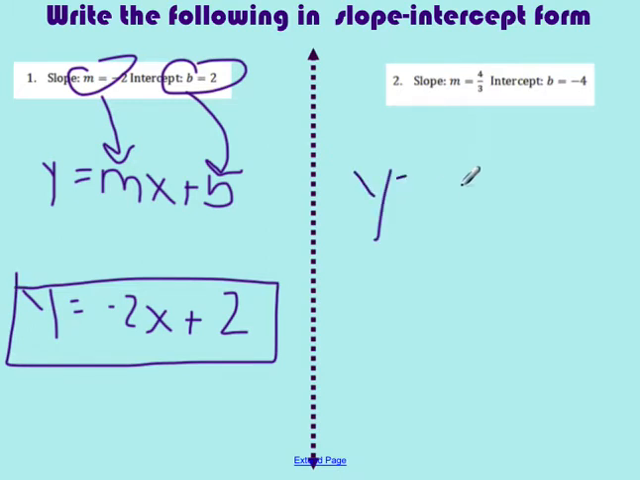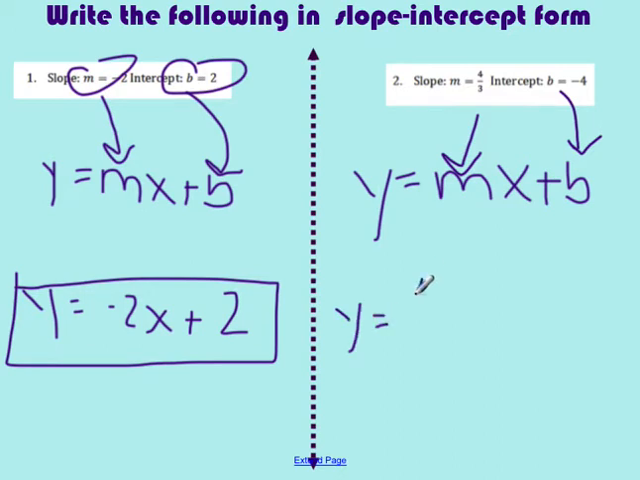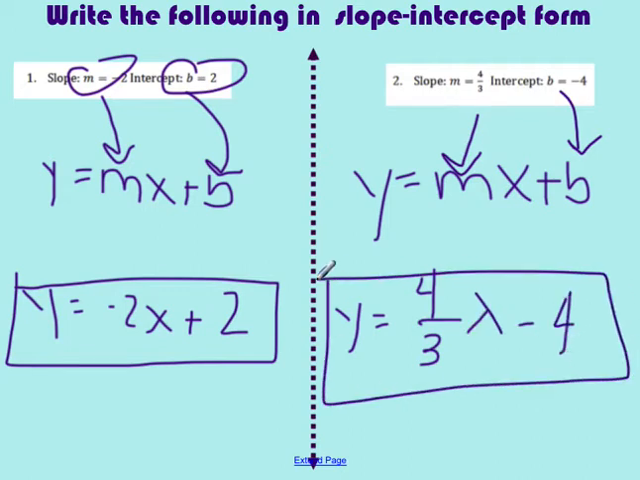Then let's take a look at number 2. Again, y is equal to mx plus b. My slope is 4/3, so I plug that in for m. And my y-intercept is represented by b, which is -4. So now I'm going to plug those in. I get y is equal to, now instead of writing m, I'm going to write the slope, which is 4/3 x, and then -4. So y is equal to 4/3 x and then -4.